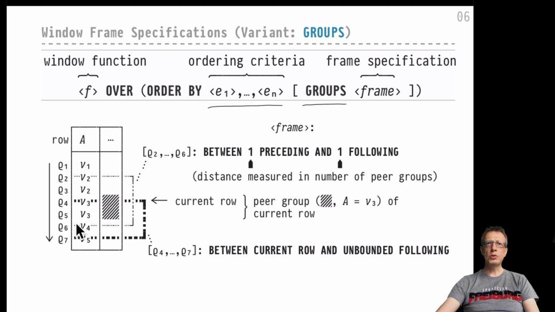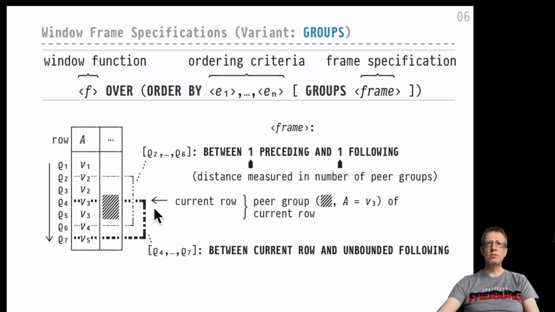In this case of this particular table, the ordering criterion again would be column A, and you can see that some of these rows here share the A value. Regarding the A value or this ordering criteria, they could not be differentiated, so they are considered members of one group. Okay, so if this is the current row, then of course, just in the range case, this current row would have its peer group around it. It would be the V3 peer group that is considered here.